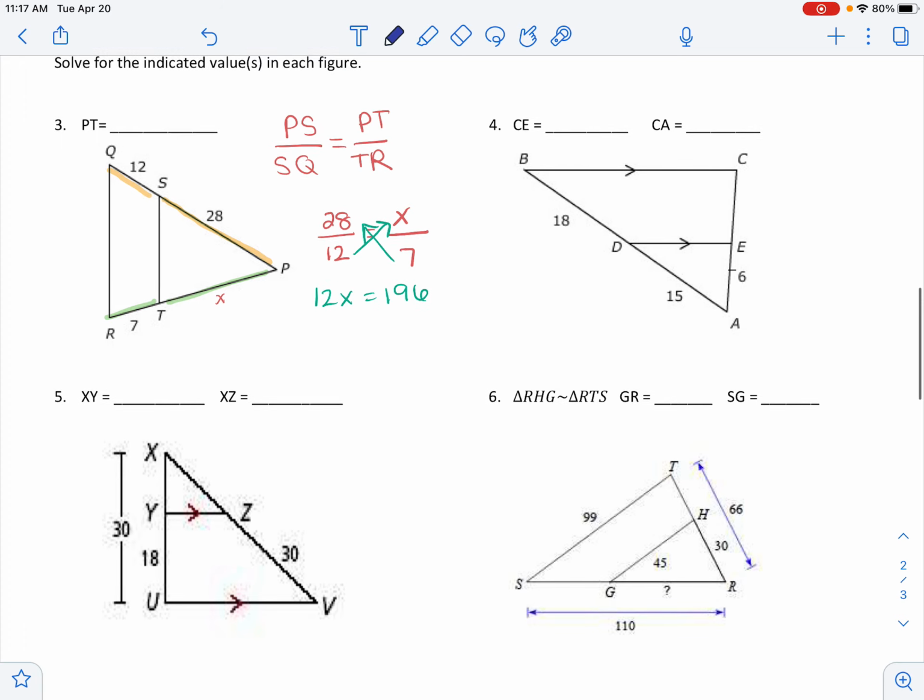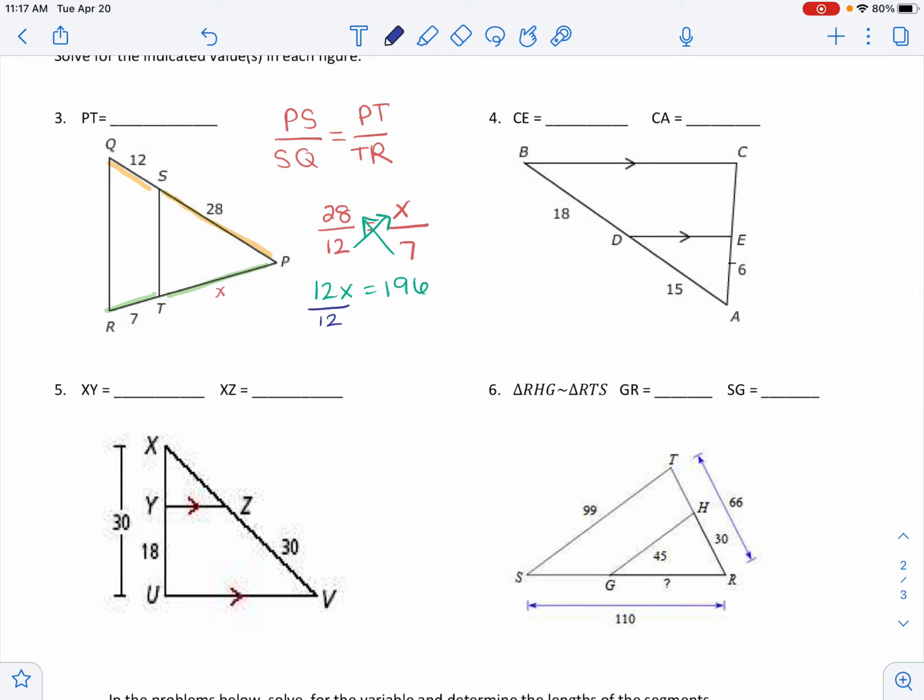Now I need to solve for X, and I have 12 times X. So to get rid of that 12, I would divide. I'm going to divide both sides by 12 because those two will cancel. And I'm left with X equals, I got 16.33. And so there's our answer here. PT is 16.33.